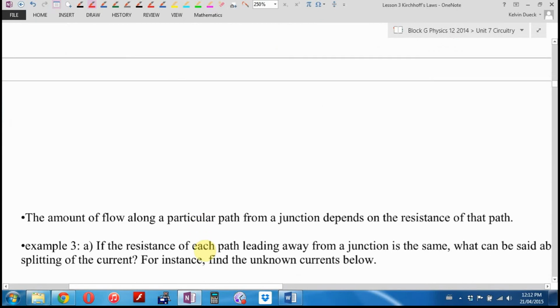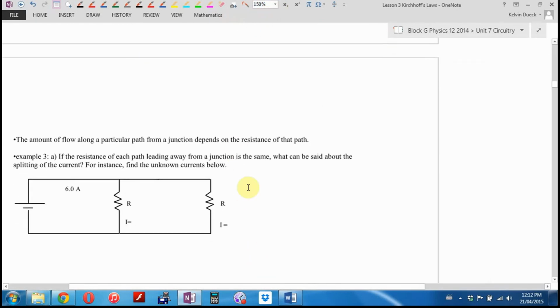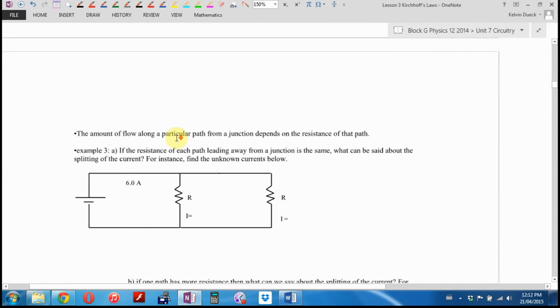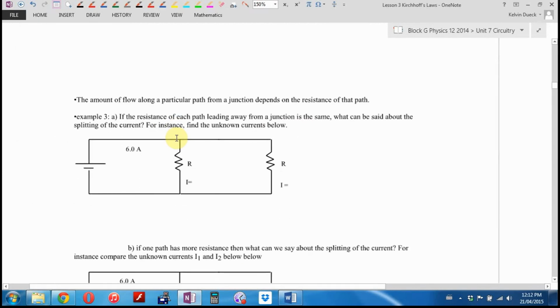How does resistance affect current? Well, it turns out, we're going to generalize and then get more specific. The amount of flow along a particular path from a junction depends on the resistance of that path. I said that resistance was like the amount of powder. So here we have 6 amps. Each of these resistances is identical.